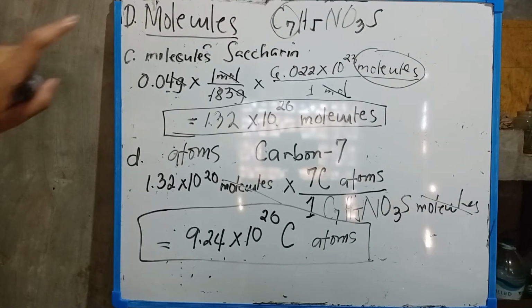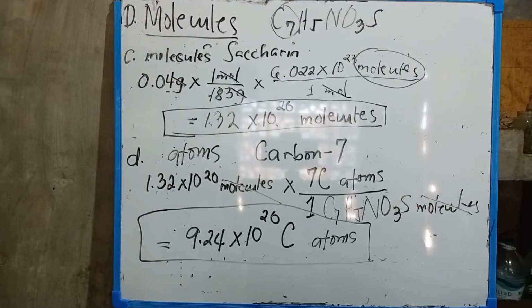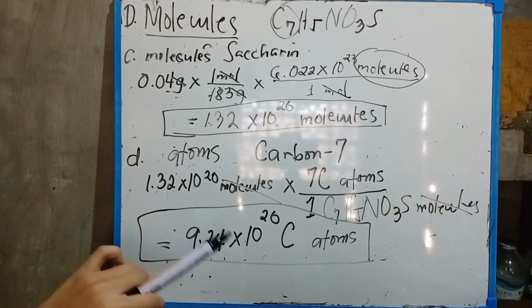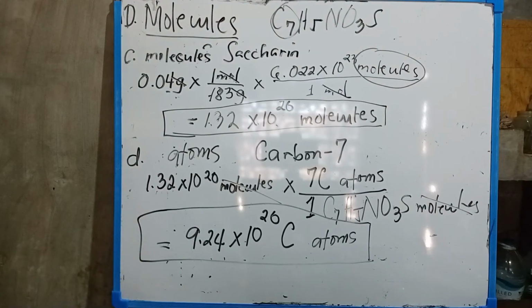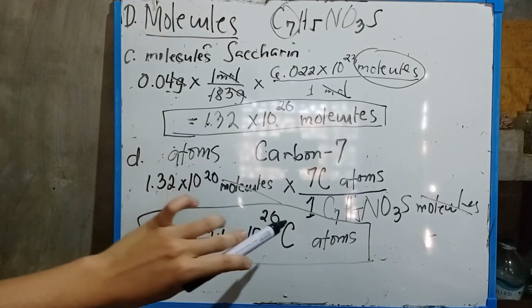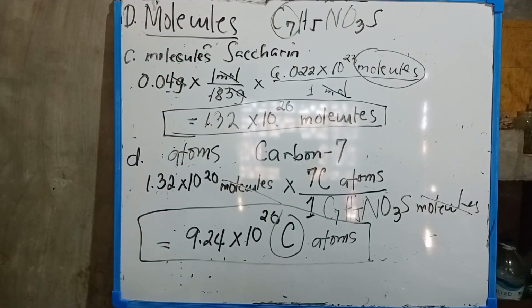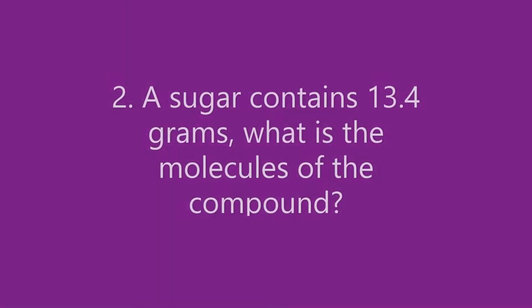So if we're going to solve for the molecules, this is the process, the letter C process. But if we're going to solve for the atoms of the element in a given compound, this is what we are going to use. First you're going to get the molecules in order for you to get the atoms of an element that needs to be solved.